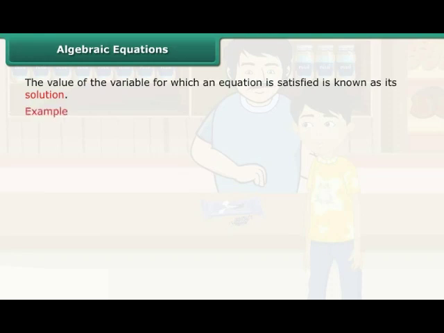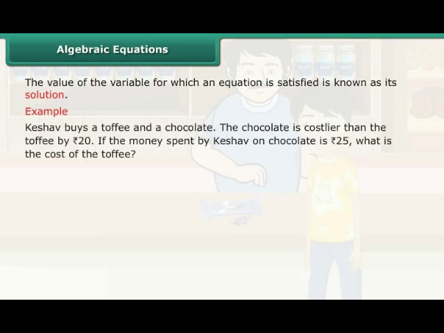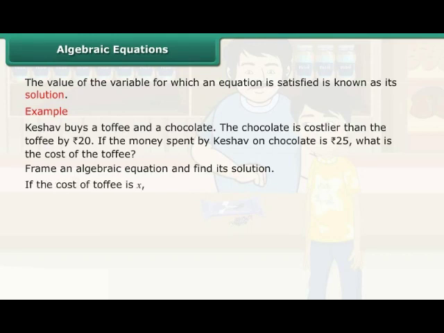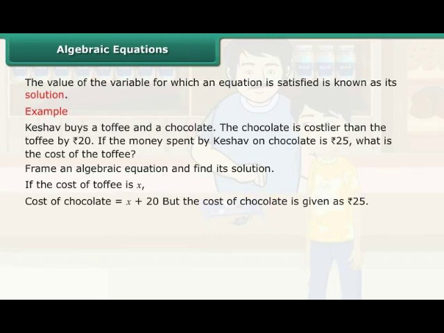Let us consider the example of algebraic expressions. Keshav buys a toffee and a chocolate. The chocolate is costlier than the toffee by 20 rupees. If the money spent by Keshav on chocolate is 25 rupees, what is the cost of the toffee? Frame an algebraic equation and find its solution. If the cost of toffee is x, cost of chocolate is equal to x plus 20, but the cost of chocolate is given as 25 rupees. Therefore, x plus 20 is equal to 25.